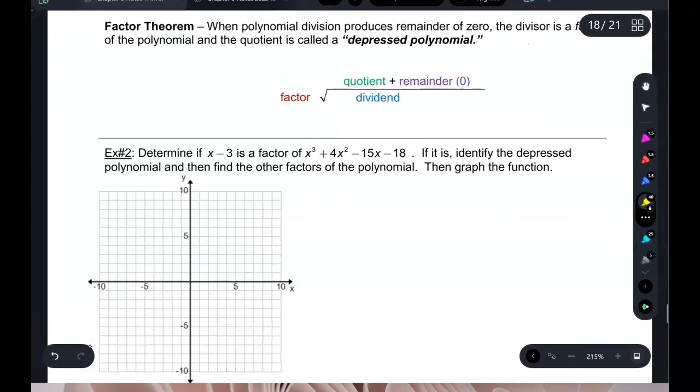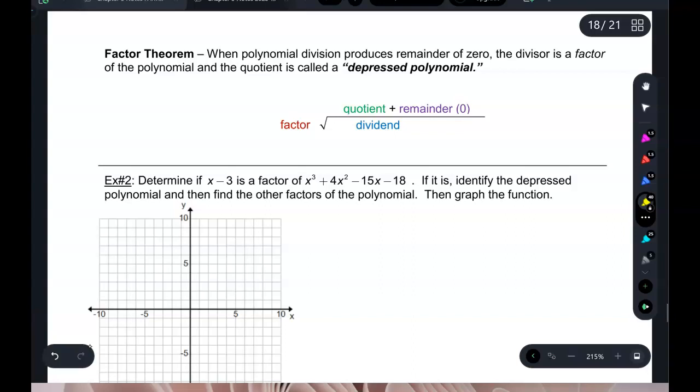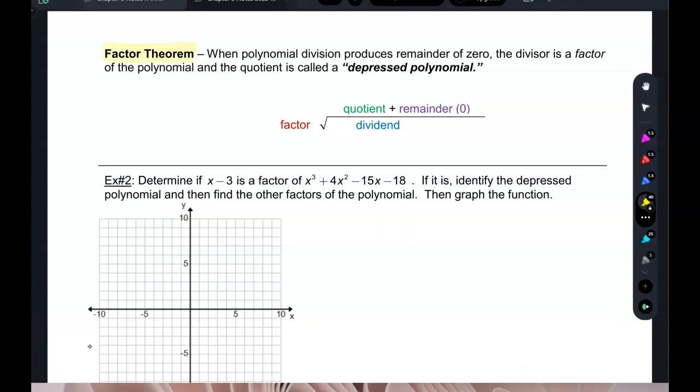What if there's no remainder? Okay, if there's no remainder, that's what we're going to do next. If there is no remainder, we end up with what's called a depressed polynomial. I know it's lost one of its factors, so now it's depressed. And basically, that's what happens when you have a 0 remainder.